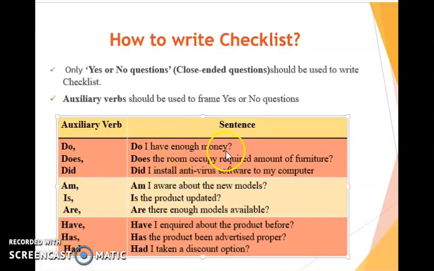Do I have enough money? Does the room occupy required amount of furniture? Did I install antivirus software on my computer? Am I aware about the new models? Is the product updated? Are there enough models available? Have I inquired about the product before? Has the product been advertised properly? Had I taken a discount option? Let's see the following slide before we go ahead with the sample question.